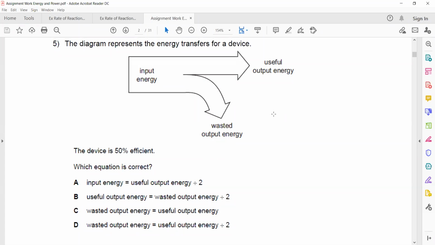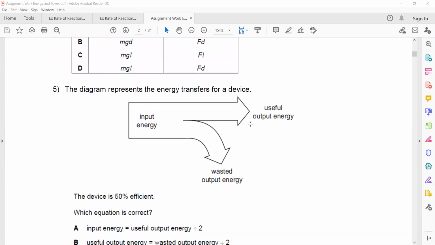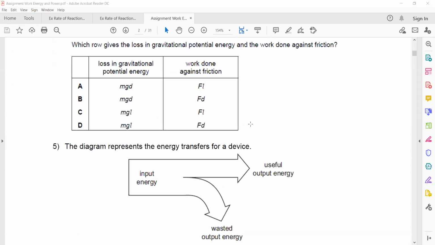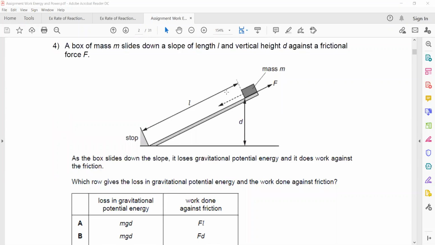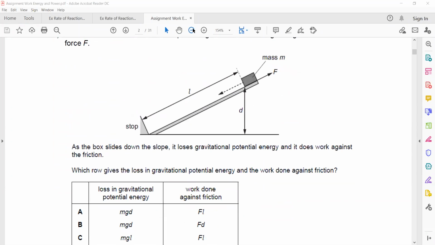Which one are you saying, why is it not B? Are you asking about question 4 or 5? In question 4, why is it not B?